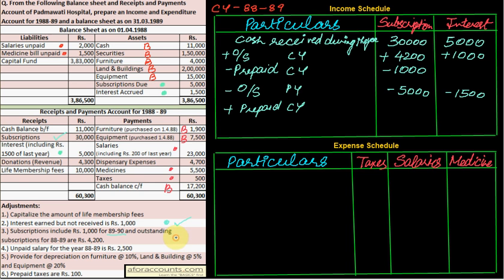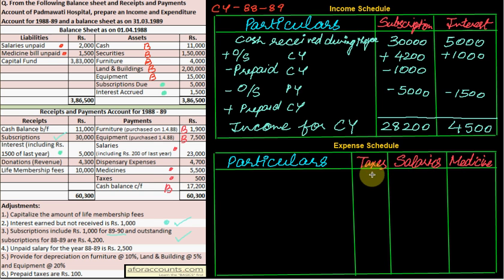This adjustment is also done. And from here we will take up the amounts and put them in income and expenditure account as well as in balance sheet. So just make a quick calculation. 30,000 plus 4,200 minus 1,000 minus 5,000 gives you 28,200. 28,200 is your income for the current year. And see here, 5,000 plus 1,000 minus 1,500 is your income for the current year, 4,500.